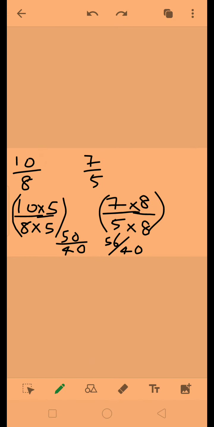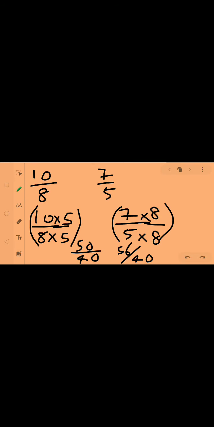For like fractions, we need to look at the numerators. Which numerator is larger? 56 is larger. Therefore 50 upon 40 is less than 56 upon 40. 50 upon 40 is the equivalent form of 10 by 8. Likewise 56 upon 40 is the equivalent form of 7 by 5. So we insert the symbol: 10 upon 8 is less than 7 upon 5.